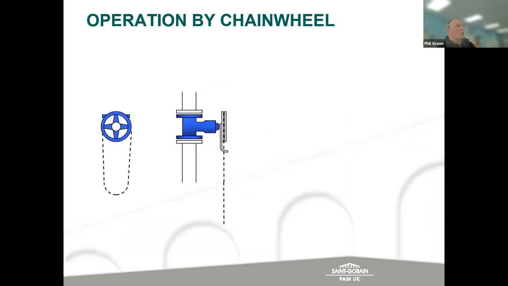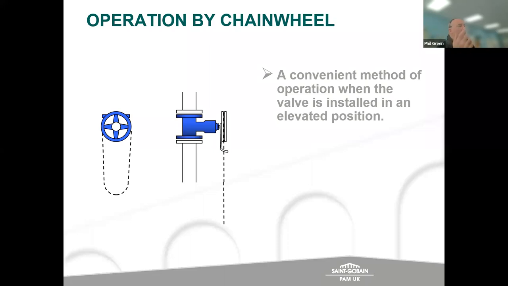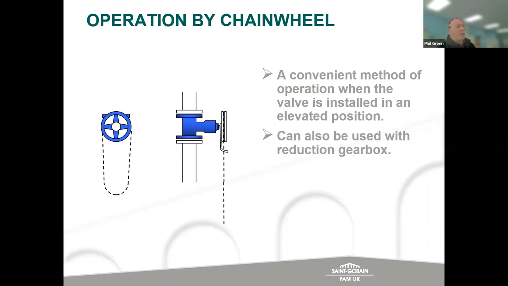Going back to the old school, valves can also sometimes be operated by chain wheels. So again, where you might have historical installations of a valve in a treatment works or a plant, it might be a convenient method of operation when the valve's installed in an elevated position. And it can be operated by a chain and wheel. And if required, again, you can fit a gearbox to this to improve the ratios of use with a chain and wheel. But again, we don't necessarily see much of that about these days, and we certainly don't sell them as new valves now. But you might have experience of those on a system or a network that's historical or being maintained.